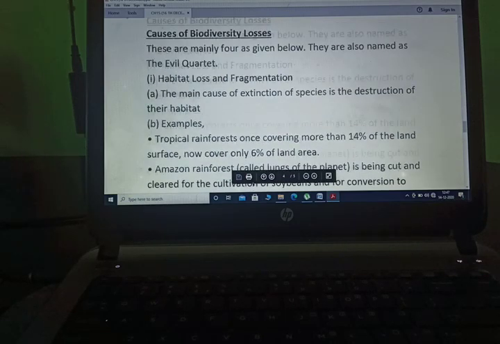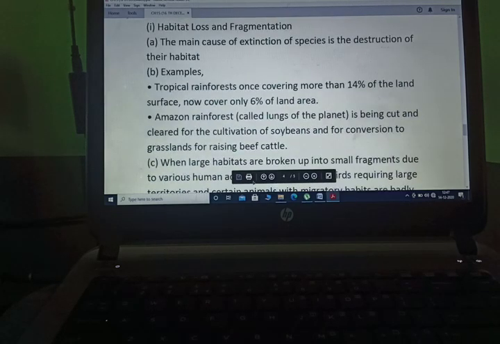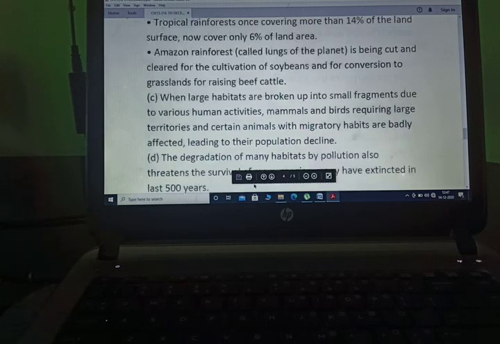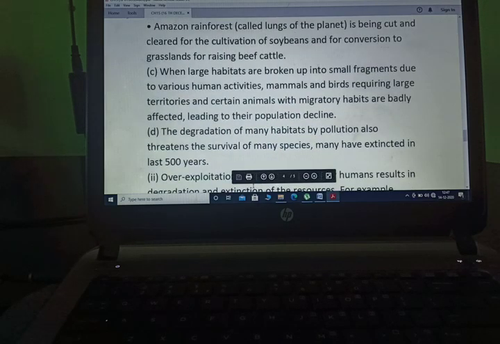There are many causes. Habitat loss and fragmentation. The main cause of extinction of species is the destruction of their habitats, such as tropical rainforest, once covering more than 14% of the land surface, now covering only 6% of the land area. Amazon rainforest, which is known as the lungs of the planet, is being cut and cleared for the cultivation of soybean and for conversion to grassland for raising beef cattle.